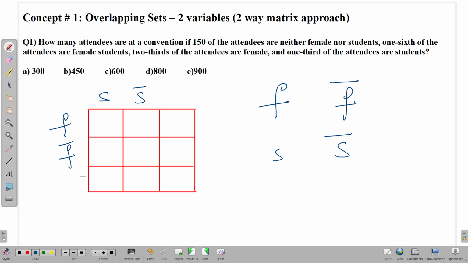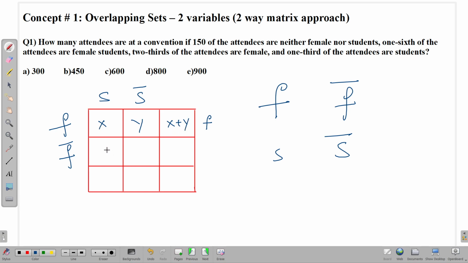Whenever someone is a student and a female, that is a girl and a student, that person is here. Let's say we have x number of girls and y number of boys, whatever. So this is x, this is y. There are x number of girls who are students, y number of girls who are not students. And this is the total number of girls, so this is x plus y.